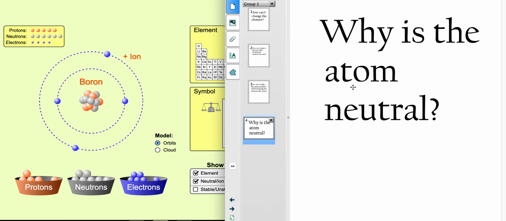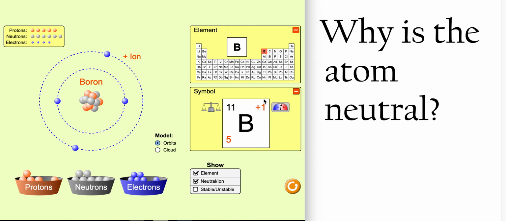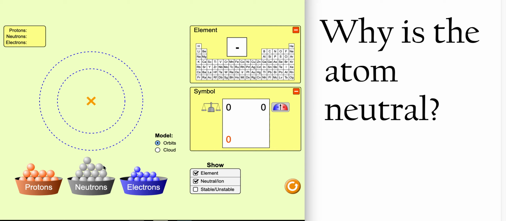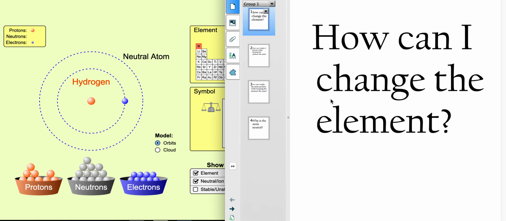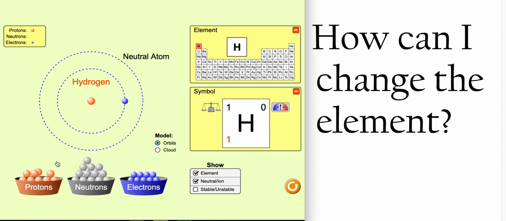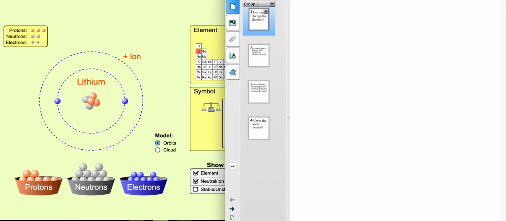And then the last question is, why is the atom neutral? So here, when I have this equals 0, what is true about what I have here in the instance that it's 0? Okay. So to kind of just recap, how can I change the element? Hopefully that's where you're identifying that it's protons that change the element. When you add neutrons or you add electrons, the element never changes.